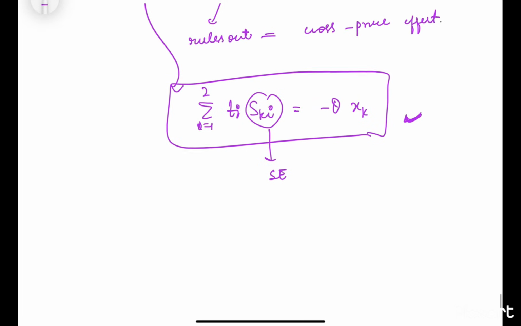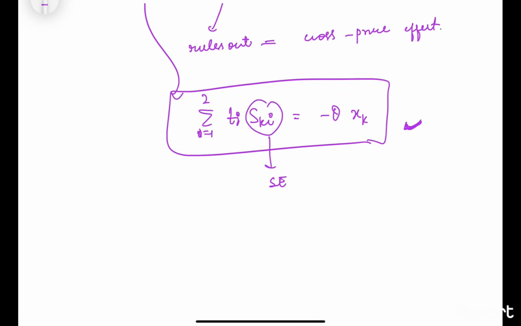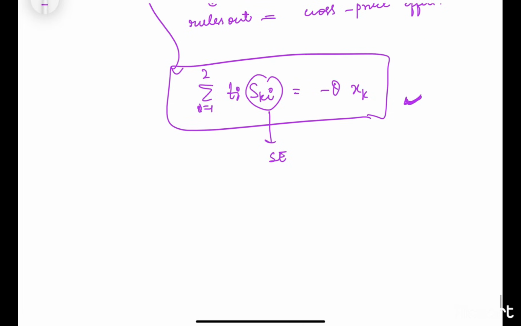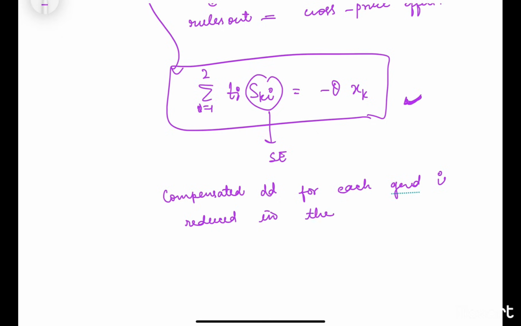It is saying that the optimal tax system should be such that the compensated demand for each good is reduced in the same proportion relative to the before-tax position. So what is the Ramsey rule saying? That compensated demand for each good is reduced in the same proportion relative to the before-tax position.